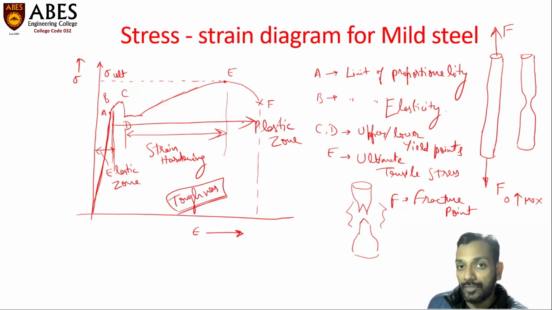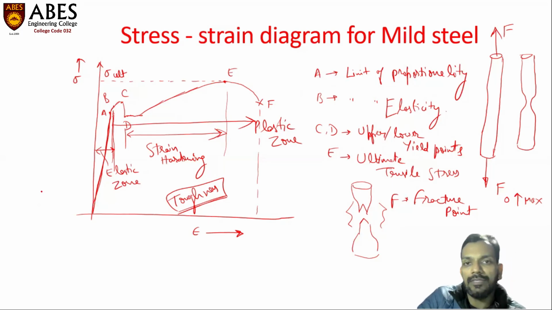So basically, first of all, you should know what mild steel is. Mild steel is basically a low carbon steel having 0.1 to 0.3% carbon. And we have conducted a tensile test on a specimen of mild steel. So such kind of behavior is observed between stress and strain. These are the few salient points on the stress strain diagram of mild steel.